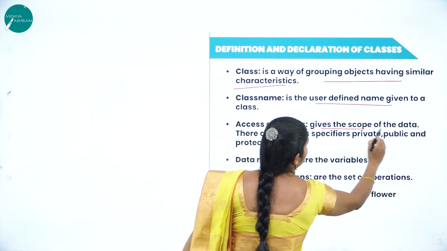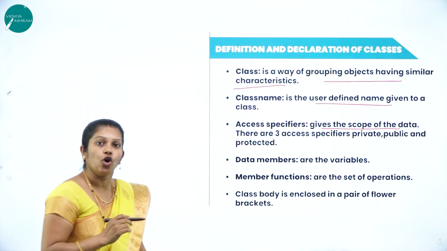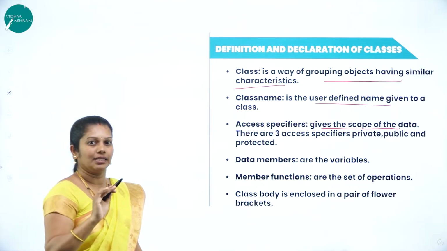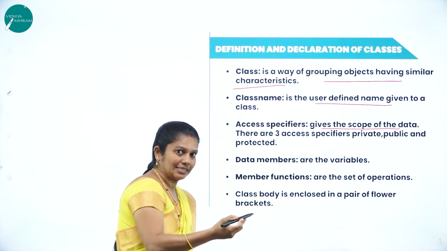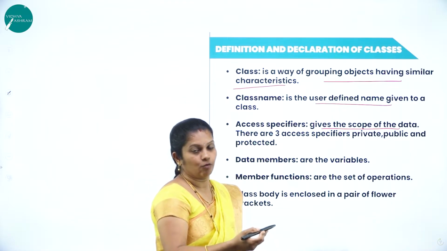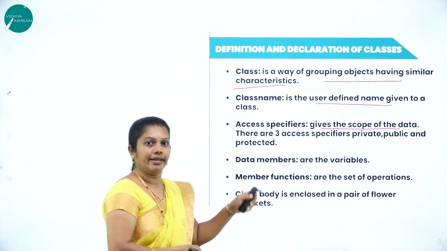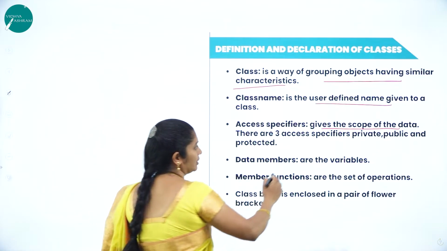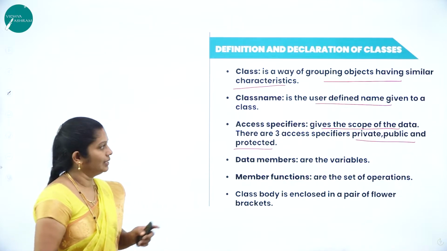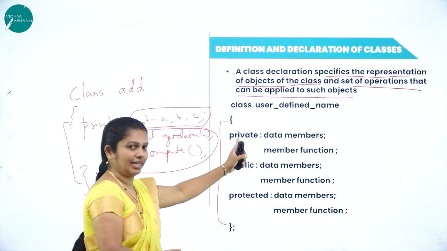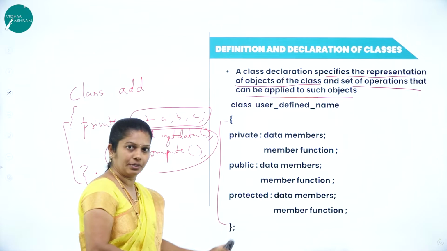Then the access specifier gives the scope of the data. Scope is nothing but whether the data can be accessed or not: who can access it and where they can access it. Regarding that, it will tell you. There are 3 access specifiers: private, public and protected. If you observe the syntax here, we have these 3 access specifiers.